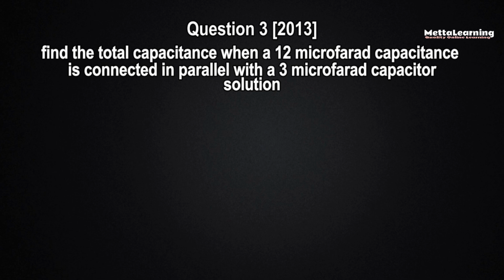When it comes to parallel connections of capacitors, we know that the formula is total capacitance equals C1 plus C2 plus C3 plus C4 plus dot dot dot, up to the total number of capacitors that we might be given. But from our question, we're given just 2 capacitors, so we stick with 2. So we have total capacitance equals C1 plus C2. The first capacitor is 12 microfarad. The second capacitor is 3 microfarad.